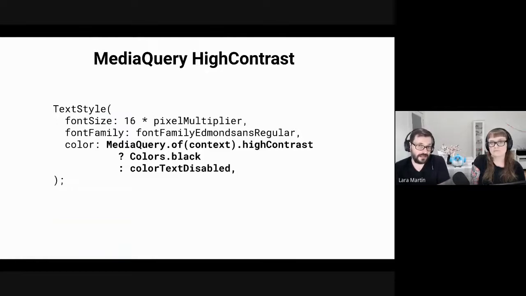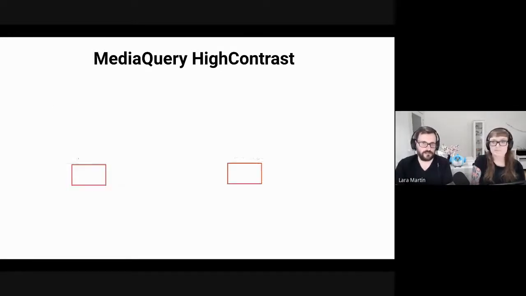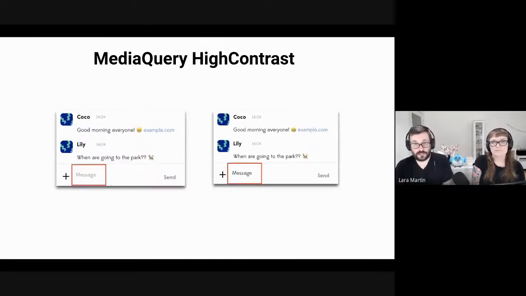So the idea is that where we define our theme, we can switch between pure black color or a custom color for disabled color, like this lighter color, depending on the high contrast value of MediaQuery. And this will change automatically. If you go to the settings, change it, you go back, it will change. So now when the user changes the setting on the operating system, the message appears with higher contrast.